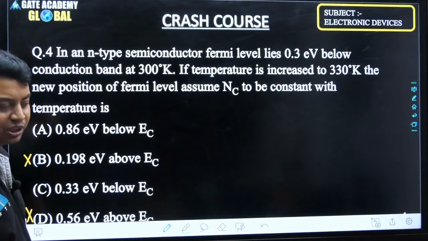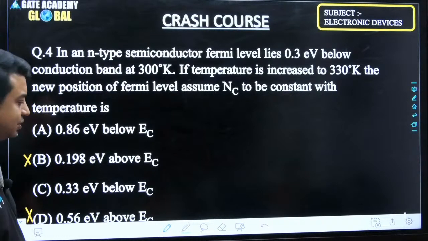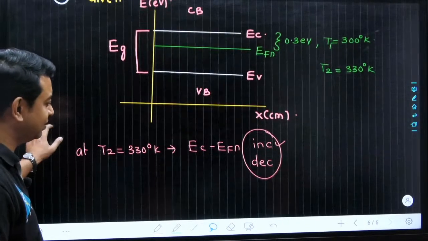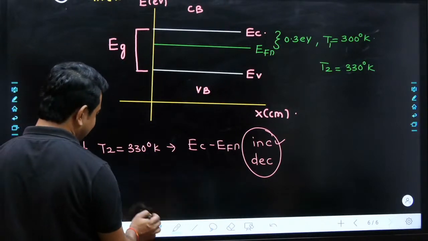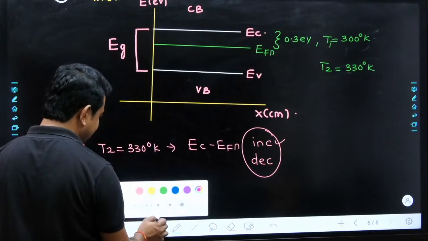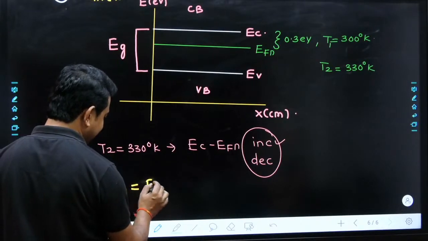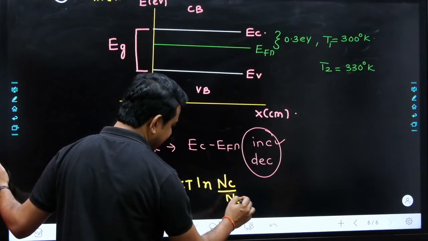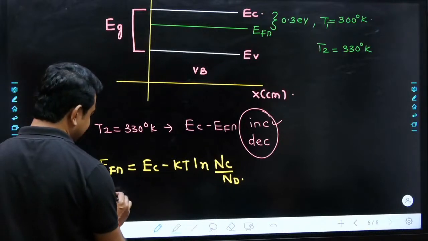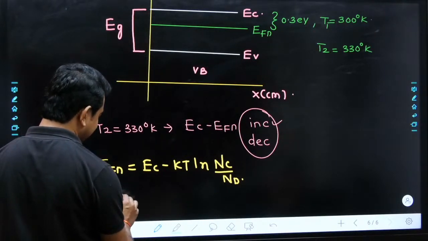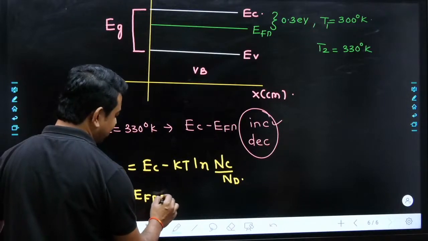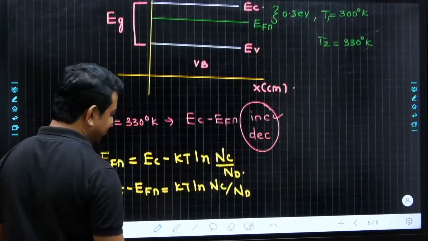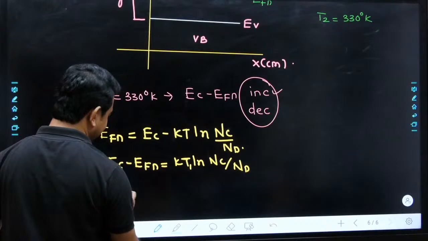So we have to do some calculation, and based on that calculation we can answer this question. That calculation is based on temperature. So what will be the formula for the location of the Fermi energy level in the N-type semiconductor? Sir, the formula is, this is EFN, the location of the Fermi energy level: EC minus EFN is equal to KT ln Nc divided by Nd, okay. This is for the first one, and here we are writing the temperature as T1.